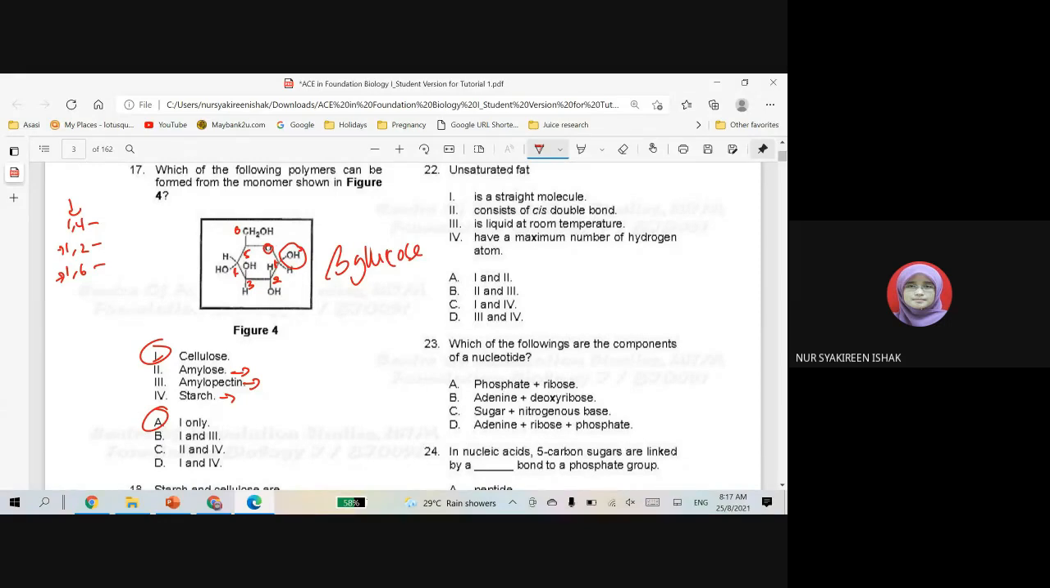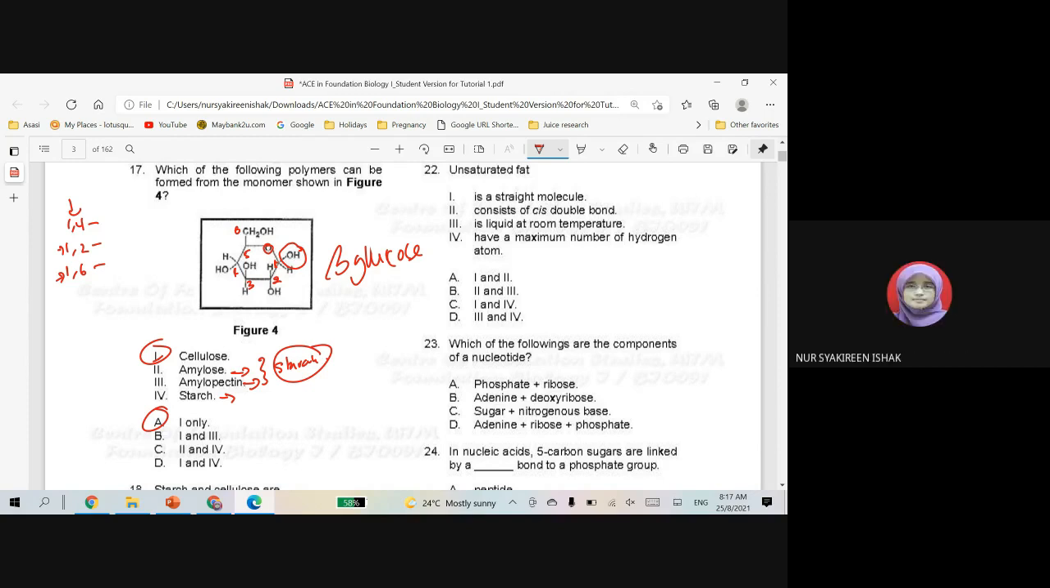Kalau which one has branches? Is it amylose or amylopectin? Ini adalah dalam starch kan, components in starch. So starch ada 2 jenis. If it has branches, is it amylose or amylopectin?